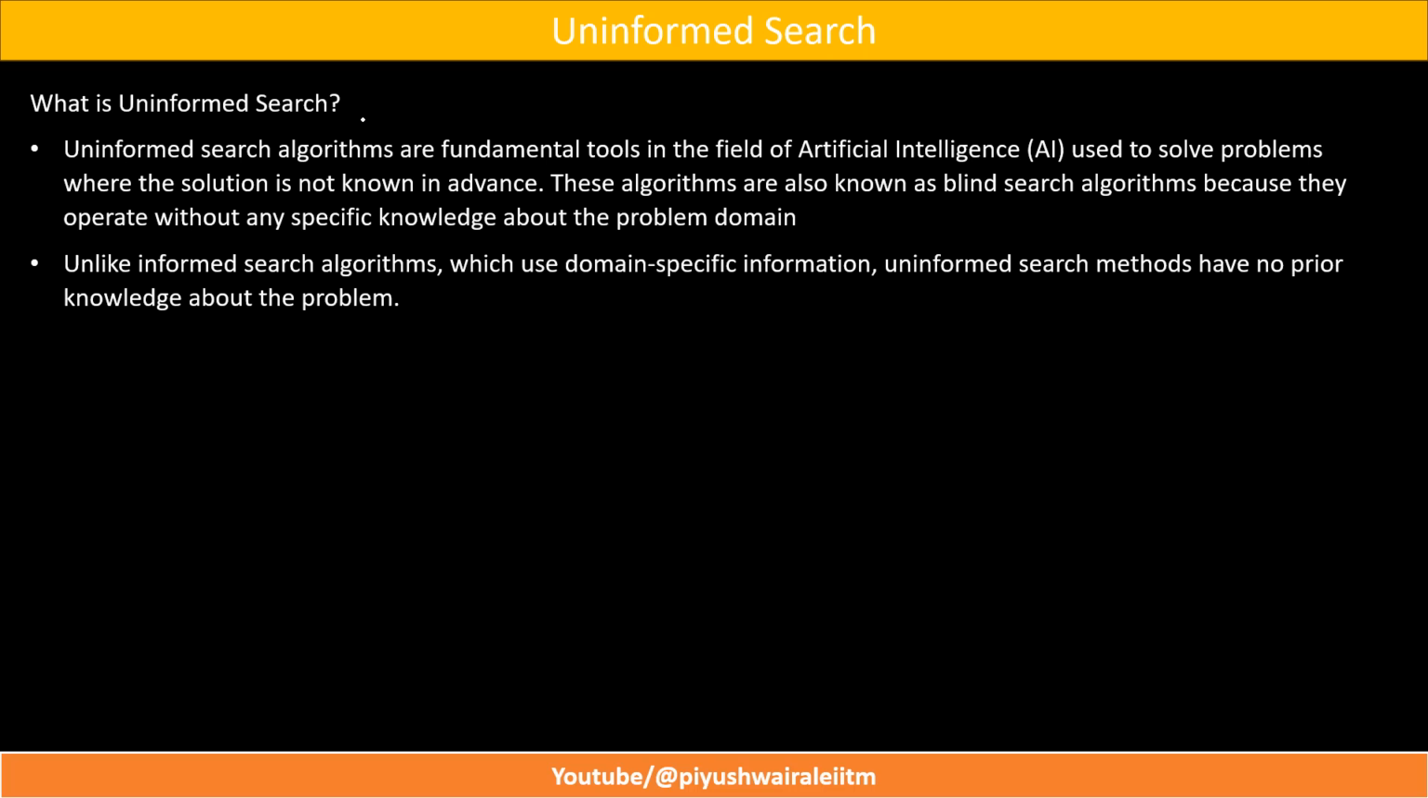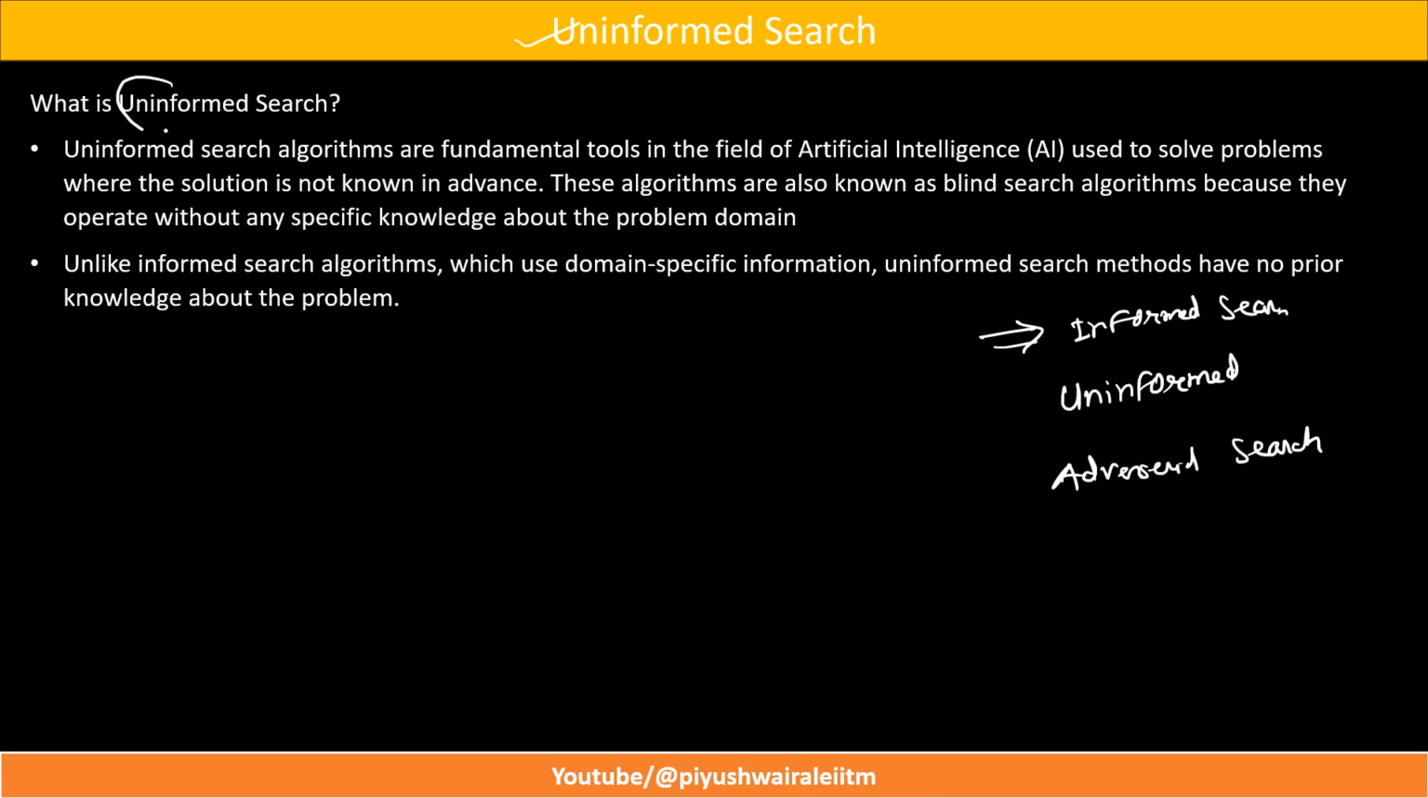Okay, let us discuss uninformed search now. If you see the next part of the syllabus, in the search topic we have three search strategies: informed search, uninformed search, and adversarial search. We'll discuss these three strategies one by one. Let us start with uninformed search strategies.